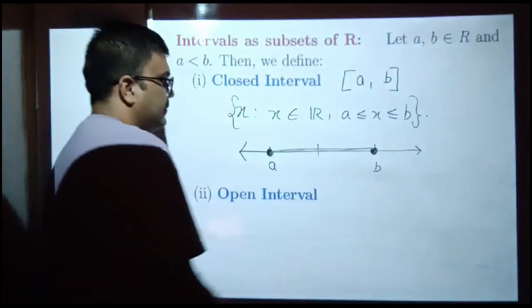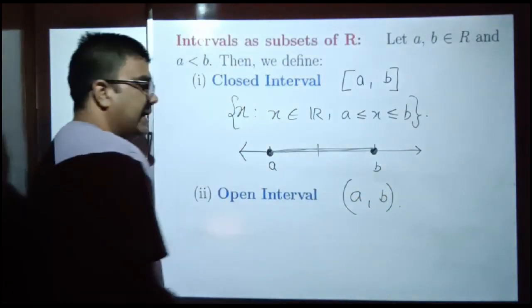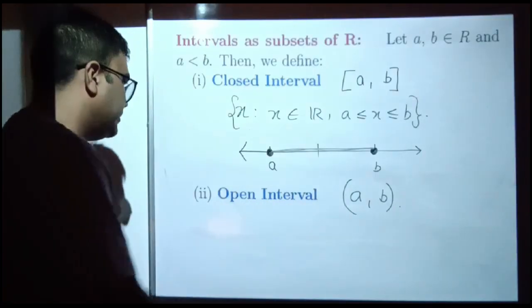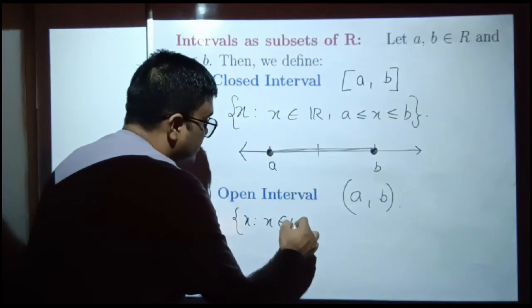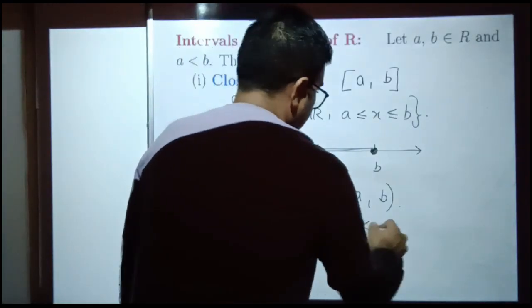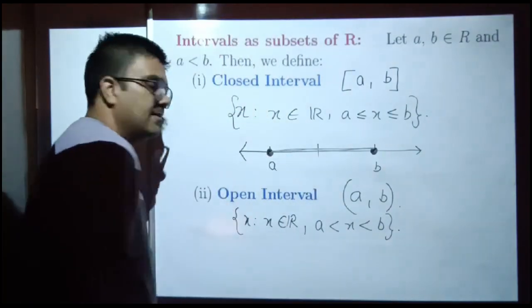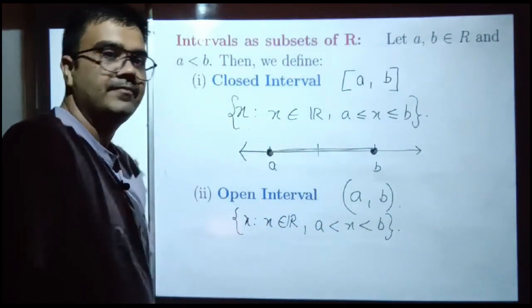Open interval, a comma b, both the endpoints are not included. We are talking about x such that x belongs to R, x is a real number, and a is less than x is less than b. This is the open interval we are talking about.